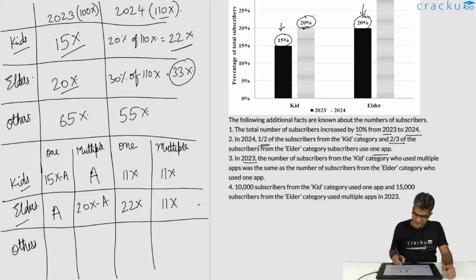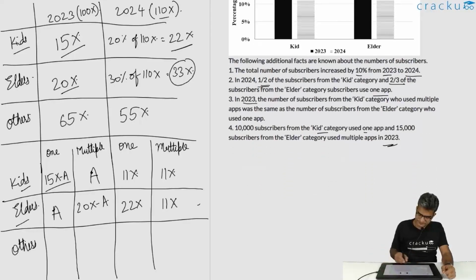10,000 subscribers from the kid category used one app in 2023. So this would imply that 15x minus A is equal to 10,000. And 15,000 subscribers from the elder category used multiple apps. So this is 20x minus A. So 20x minus A is equal to 15,000.